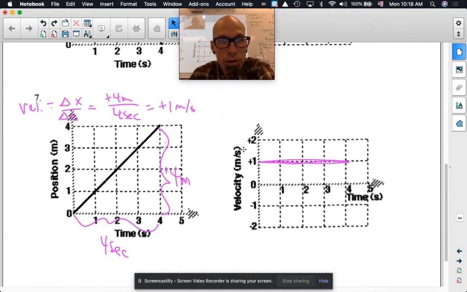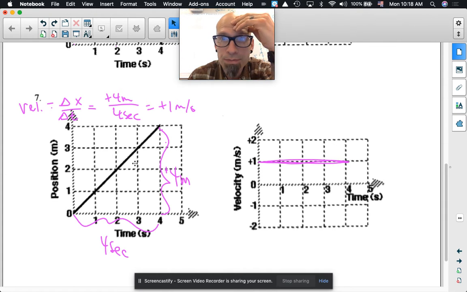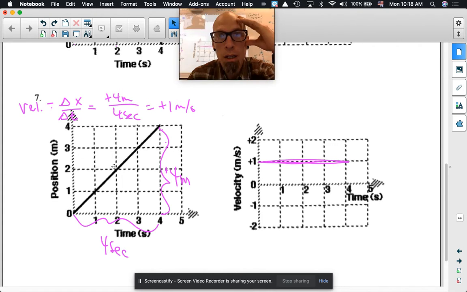Oh, no. So this is what we had last time for number 7. We found out that the rise was positive 4 meters, the run was 4 seconds. We did positive 4 meters over a 4-second time interval, which again is the delta x over the delta t. The change in position was 4 meters. The change in time was 4 seconds. So a 4 to 4, or a 1 to 1, now a positive 1 meter per second velocity. And that happened for 4 seconds total, which is why our VT graph has the line at positive 1 meter per second for 4 seconds.